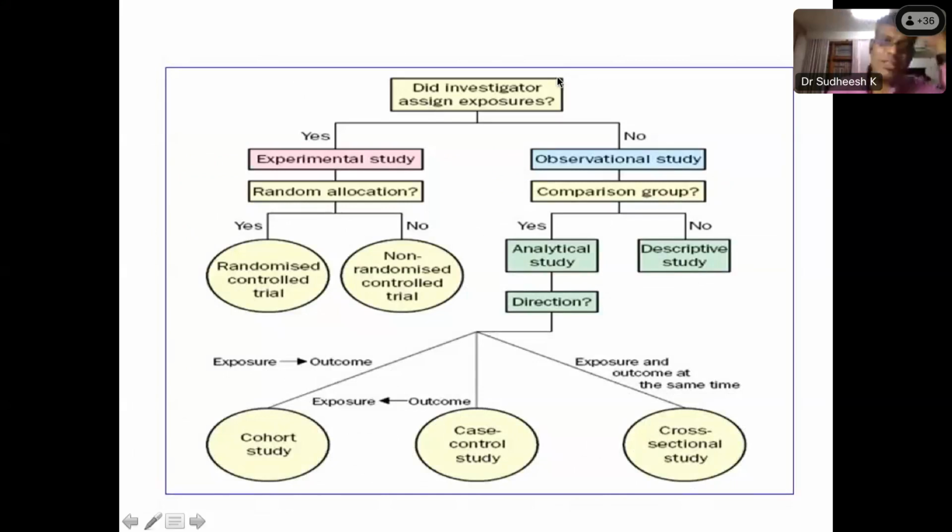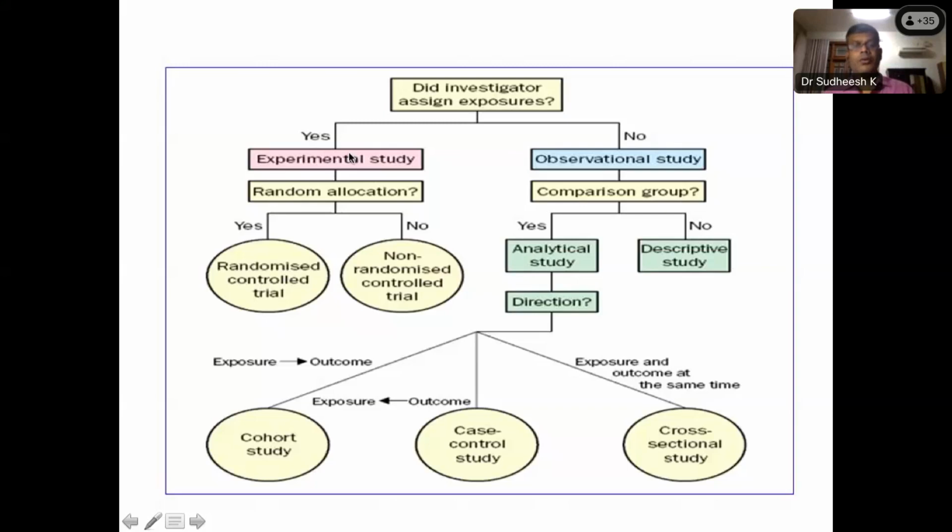Once you know whether it's an experimental study or observational study, the next step is whether the experimental exposure is done by random allocation or by non-randomized allocation. If it is done based on randomized allocation, that means you generate a random number and based on that you allocate the patient and the intervention, then it becomes a randomized control trial. If you don't follow that, it becomes a non-randomized control trial.